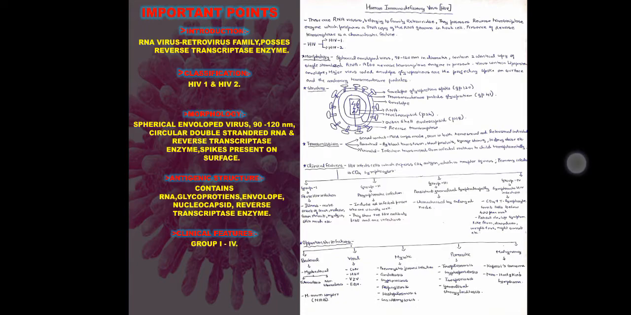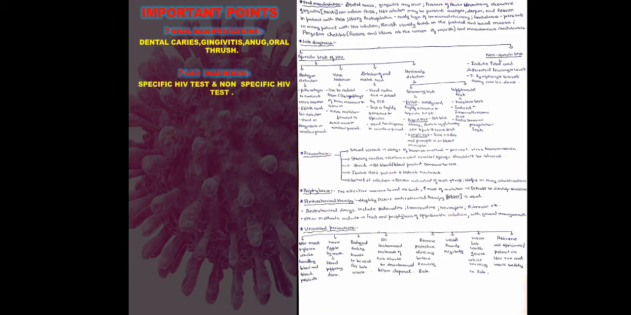The next one would be the clinical features, which are divided into group 1 to group 4. The opportunistic infections would include 5 types, that is bacterial, viral, mycotic, parasitic, and malignancies. Coming to the oral manifestations, they are dental caries, gingivitis, acute necrotizing ulcerative gingivitis, oral thrush, and oral hairy leukoplakia. The next one would be lab diagnosis, which is done by specific HIV test and non-specific HIV test. And the last one is prevention.